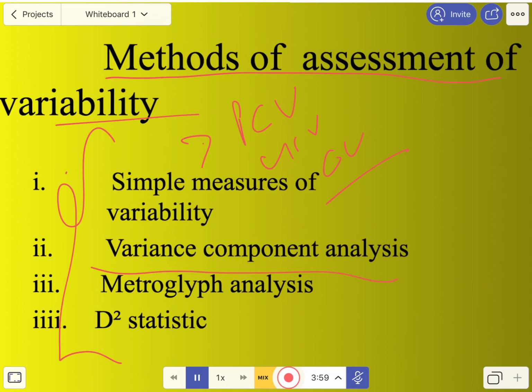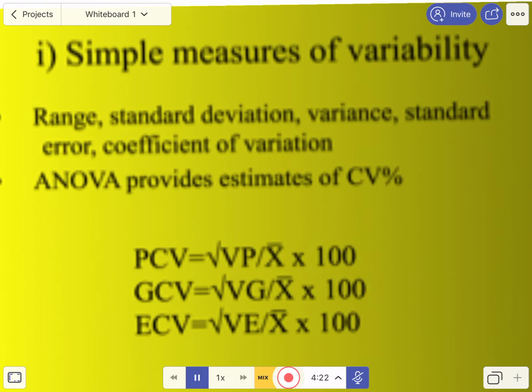And next is the variance component analysis. It includes the evaluation of progenies in replicated trial when grown in a definite fashion, like diallel, partial diallel, or line into tester. Such designs are used. The third is the Metroglyph analysis, in which glyphs are drawn on the graph. And fourth, D-square statistic, in which genetic diversity is analyzed by the cluster diagram.